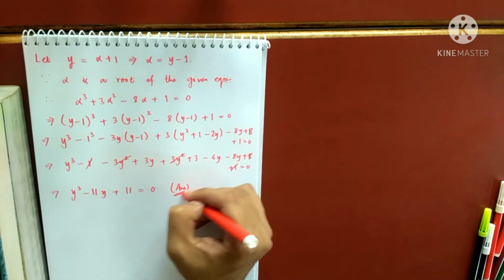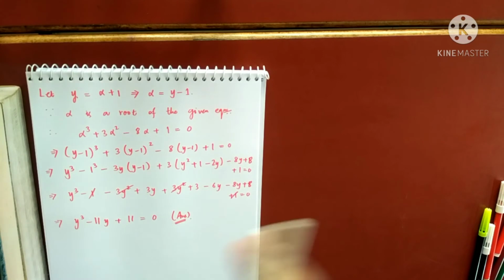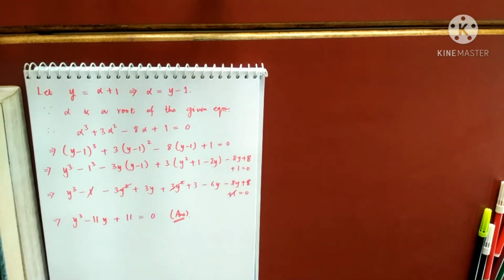So this is the equation whose roots are alpha plus 1, beta plus 1 and gamma plus 1, if alpha, beta, gamma are the roots of the previous equation. If you have any confusion, any doubts, please ask. So this is the way to get an equation whose roots are either by adding some number or by subtracting some number.